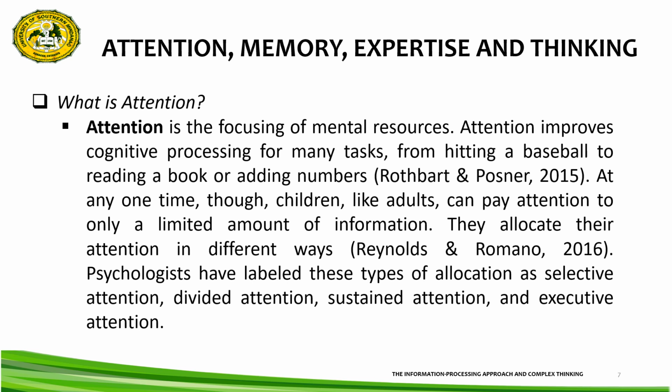At any one time, though, children, like adults, can pay attention to only a limited amount of information. They allocate their attention in different ways. This is according to Reynolds and Romano in 2016. Psychologists have labeled these types of allocation as selective attention, divided attention, sustained attention, and executive attention.